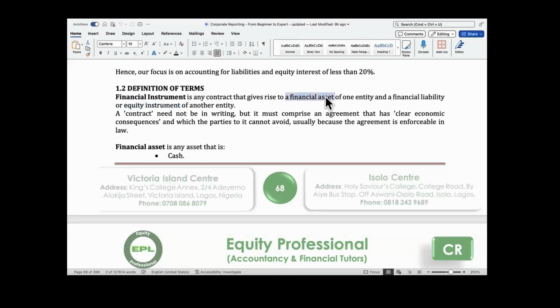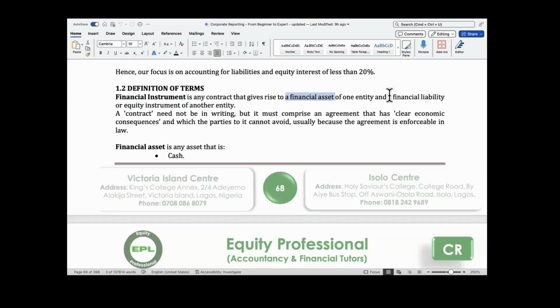One must have a financial asset, and you can guess the one that will have a financial asset. That will be the investor, because that is the person that has an asset. He is the one investing. And another party will now have either a financial liability or equity instrument.